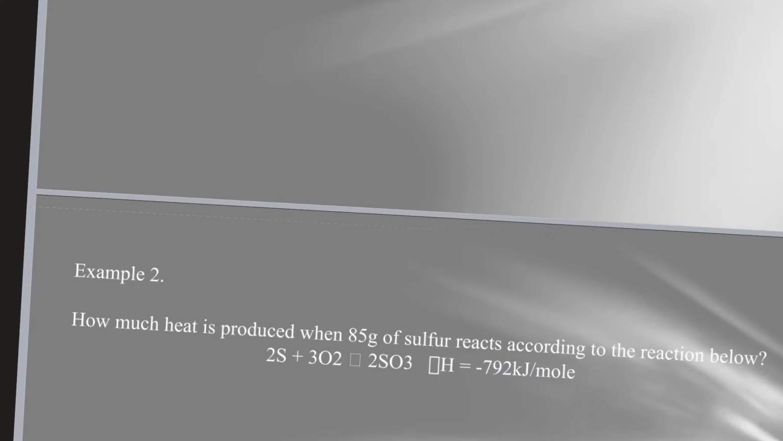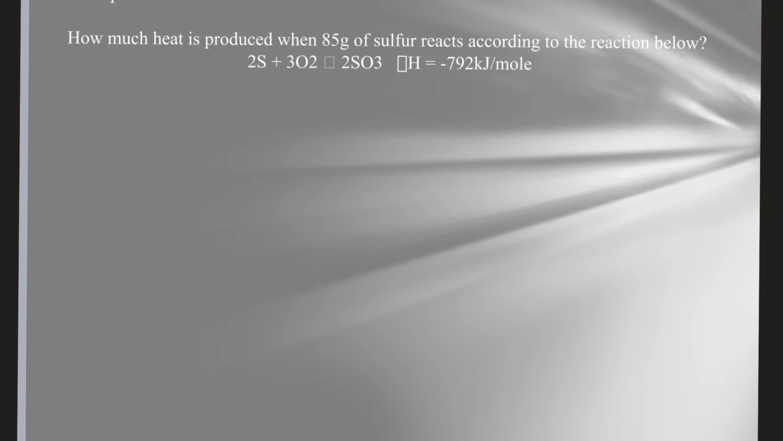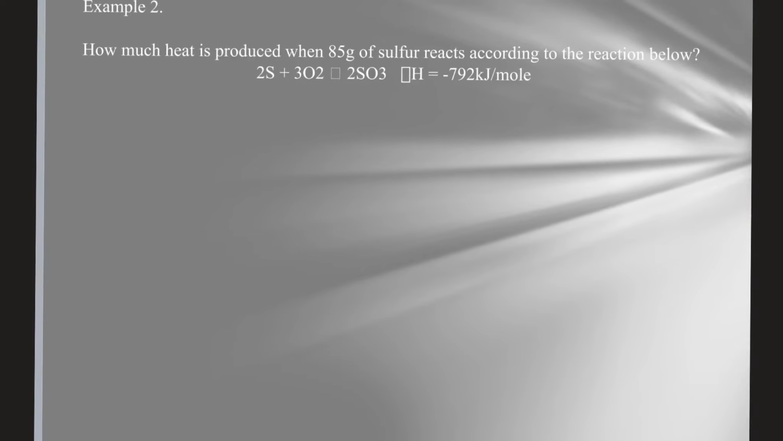And I think there's one more example. The question asks here, how much energy is produced when 85 grams of sulfur reacts according to the reaction below? Let's look at this reaction, and I'm just going to rewrite it because I think it's going to be easier to see. You have 2S plus 3O2 yields 2SO3. It's always important that these chemical equations are balanced, because the coefficients will definitely tell you what's going on.